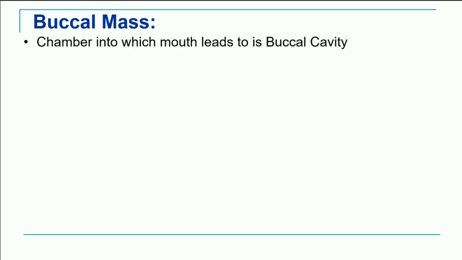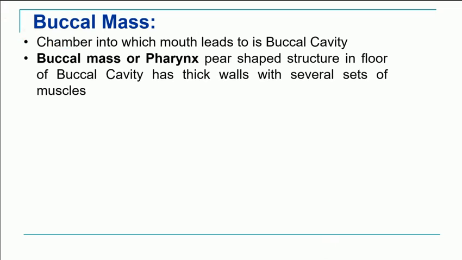Now we'll see what this buccal mass is. The buccal mass is also referred to by another name, the pharynx. The buccal mass or pharynx is a large, thick-walled, highly muscular, pear-shaped structure. So we started with the mouth, and that mouth leads to the buccal cavity, and this buccal mass or pharynx is a pear-shaped structure at the floor of the buccal cavity. This buccal cavity has very thick walls and various types of muscles present.